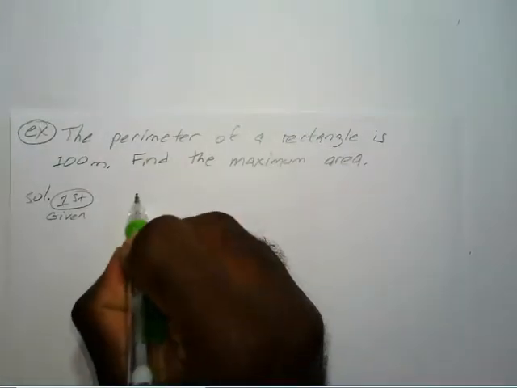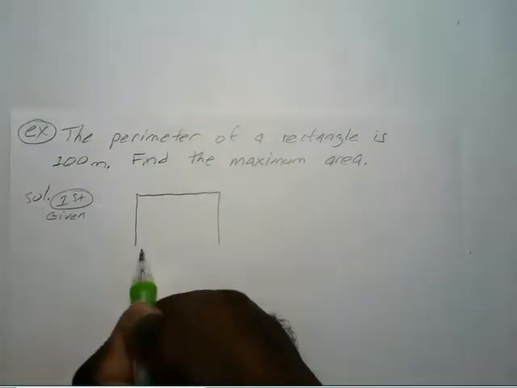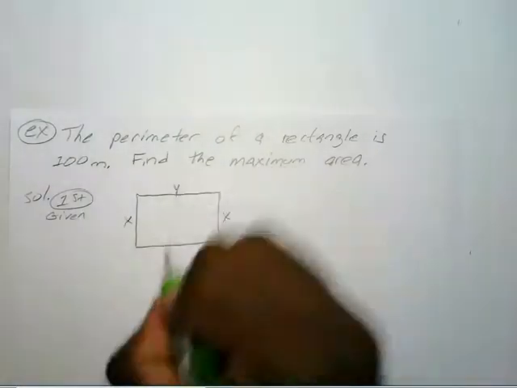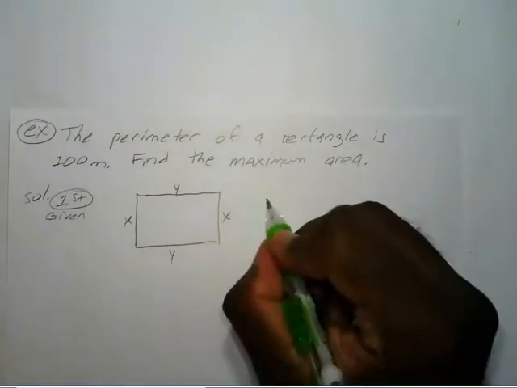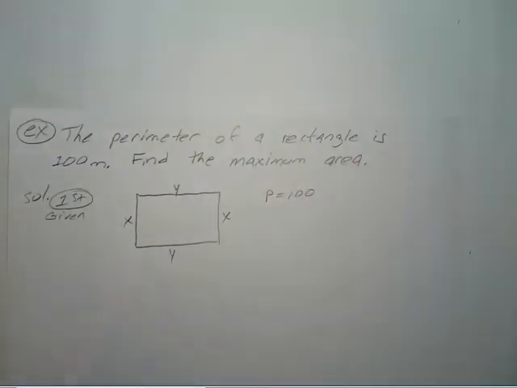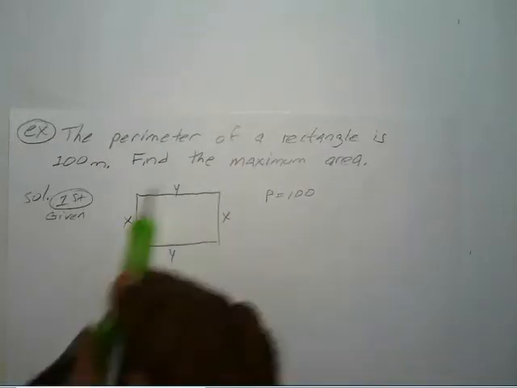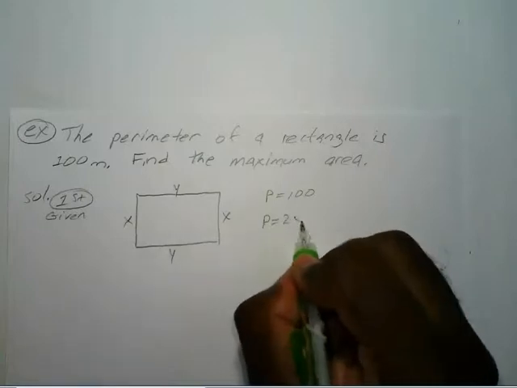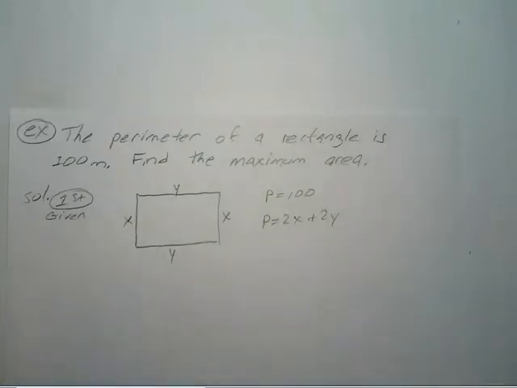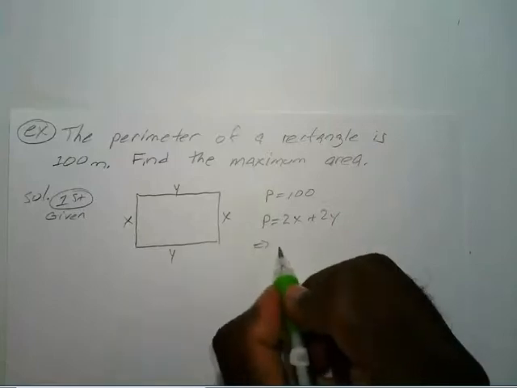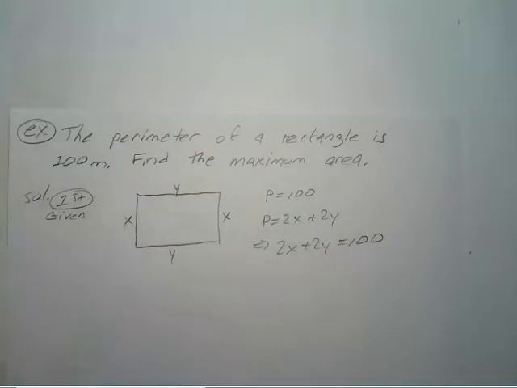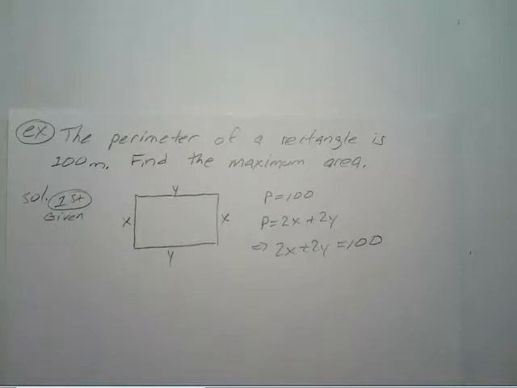So if we draw out our rectangle, and you have x and y, we know the perimeter equals 100. Which is just basically adding all the sides together. So we have x plus x. So the perimeter equals 2x plus 2y, or you can just make it 2x plus 2y equals 100. So that's given to us. We can figure that out just by the information given.